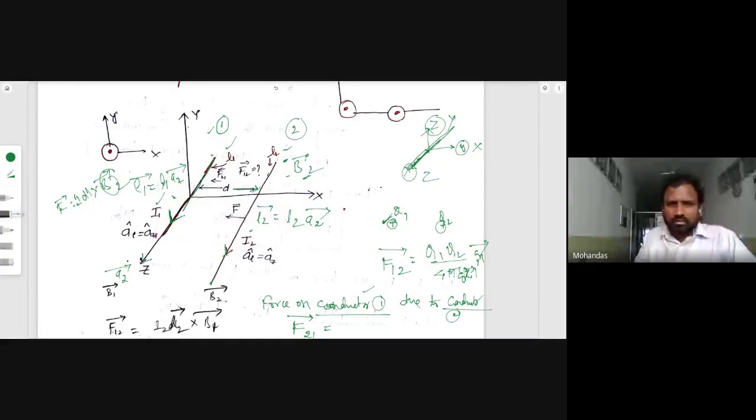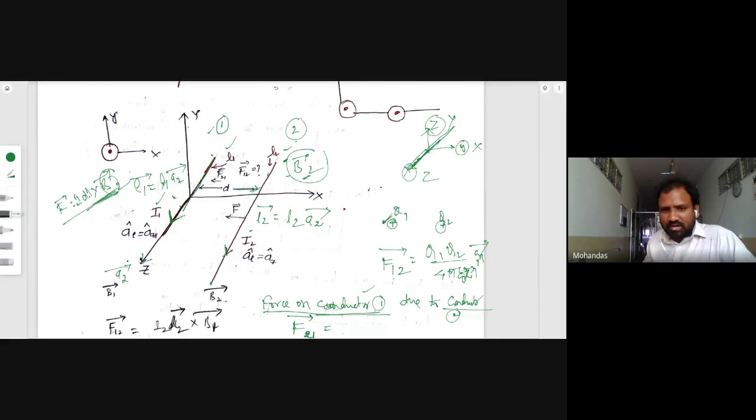Yeah, see here. This is force on, listen carefully, force on conductor 1 due to this conductor 2, which produces a magnetic field B2. So force due to conductor 2, you have to write 2 as first subscript, and the second subscript is on which conductor it is acting, conductor 1. So the formula for the force is I dL cross B2.